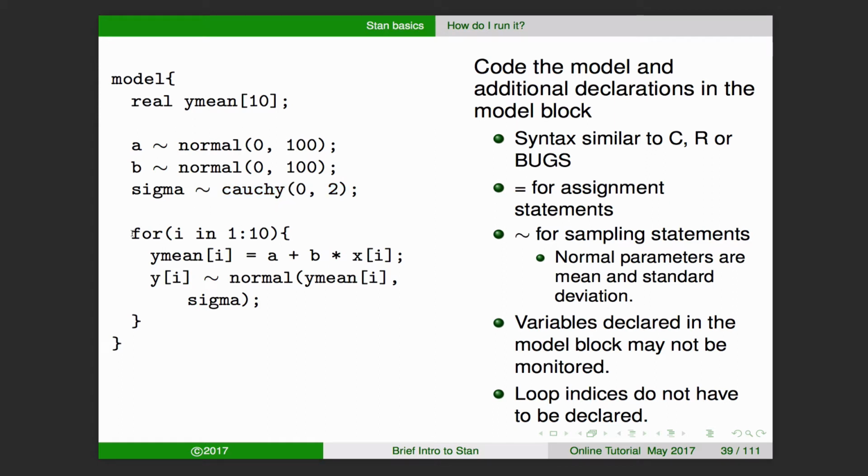And then finally, I mentioned loops. So here's the syntax of a for loop. It looks just like in R, where I'm saying, say, for i in 1 to 10. And as I just mentioned at the end, you do not actually need to declare the i.